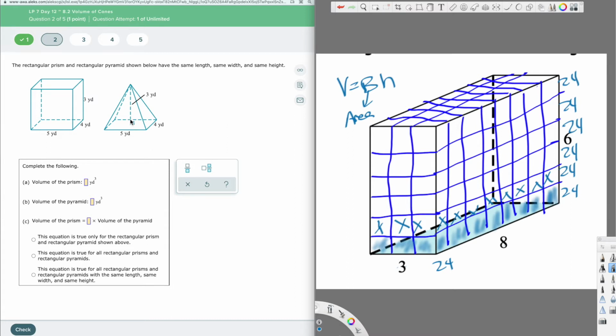Well, I notice that even though they have the same length, width, and height, this rectangular prism looks like it's going to have more volume than the pyramid. If I were to fill this up with liquid, more liquid would fit in here than in the pyramid, because it looks like a lot of volume was cut off by coming up to this point here. So I notice that this one's going to be bigger than this one as far as volume goes. So let's go ahead and compare them.